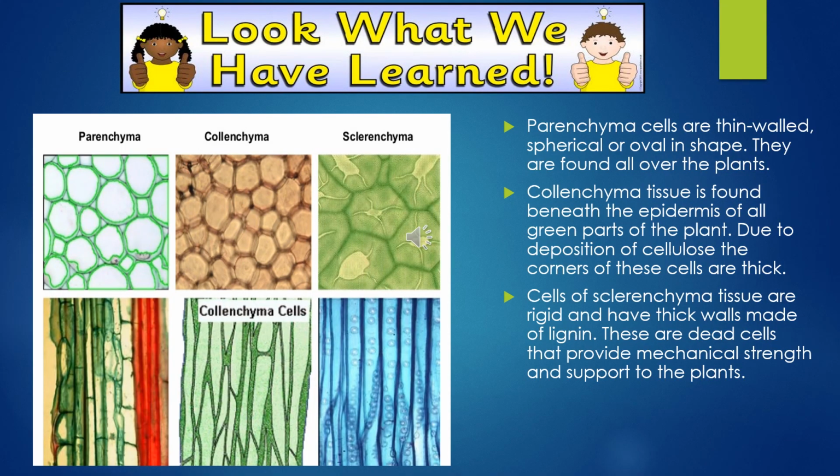Let's have a quick look at what we have learned. Parenchyma cells are thin-walled, spherical or oval in shape. They are found all over the plants. Collenchyma tissue is found beneath the epidermis of all green parts of the plant. Due to deposition of cellulose, the corners of these cells are thick. Cells of sclerenchyma tissue are rigid and have thick walls made of lignin. These are dead cells that provide mechanical strength and support to the plants.